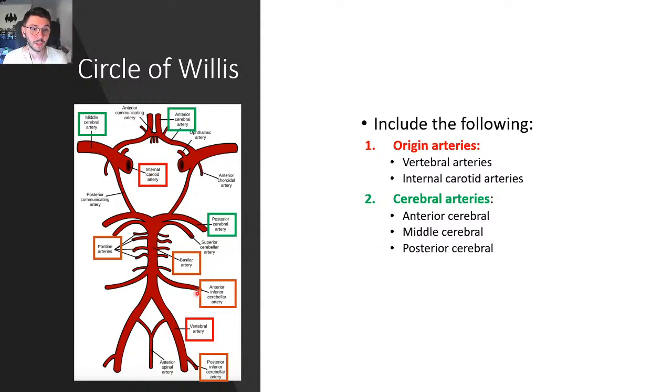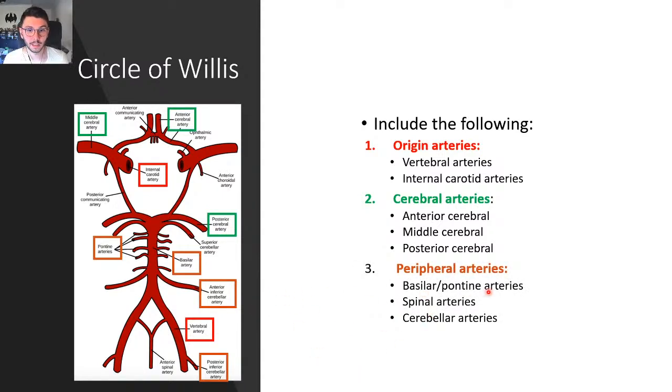And we also have our anterior inferior cerebral arteries and our superior cerebral arteries. And these ones go to the cerebellar parts. So once again, basilar pontine arteries, our spinal arteries here, and then our cerebellar arteries. Now you don't really need to include the cerebellar arteries. The main important ones are always the cerebral ones.